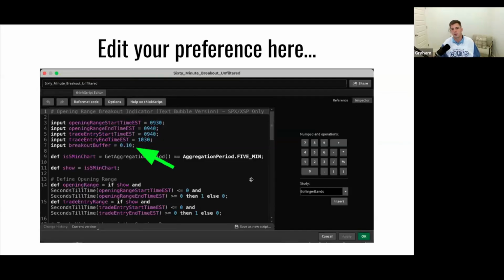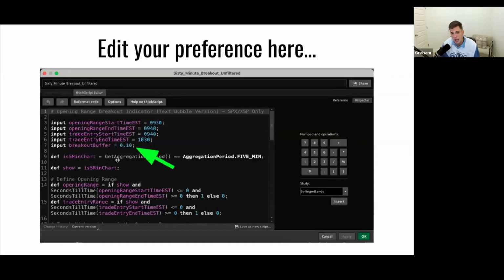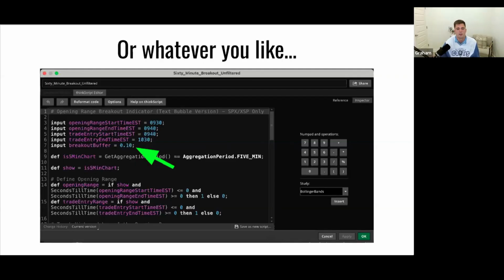Once you do that, you've opened up the code here for the tool. And then you can see here, input breakout buffer. This is where that 10-cent rule is. So if you want it to be bigger, you can type a bigger number. If you want it to be zero, just put zero there. If you want it to be a percentage of ATR or percentage of close price, you could mess with that there and change out your buffer. So if you want to edit it, this is where you would go. Beaker bottle, double click the scroll, edit the breakout buffer to whatever number you want to. So again, you can change it to zero, you can do a percentage of the price or whatever you prefer.